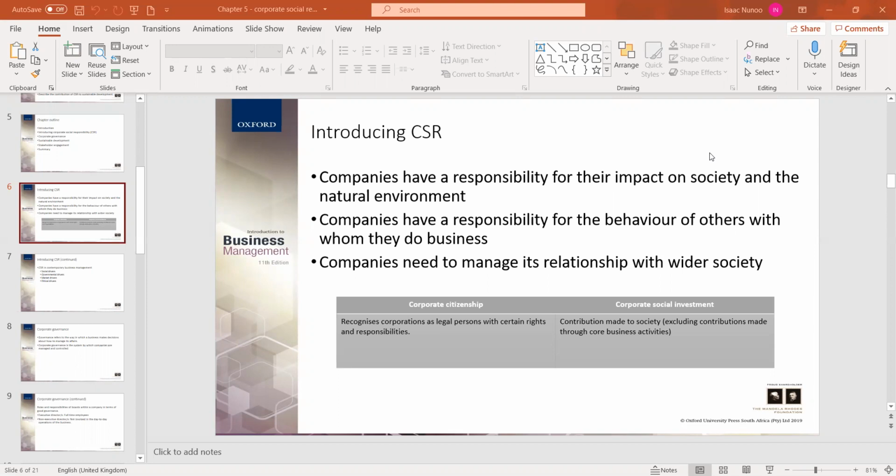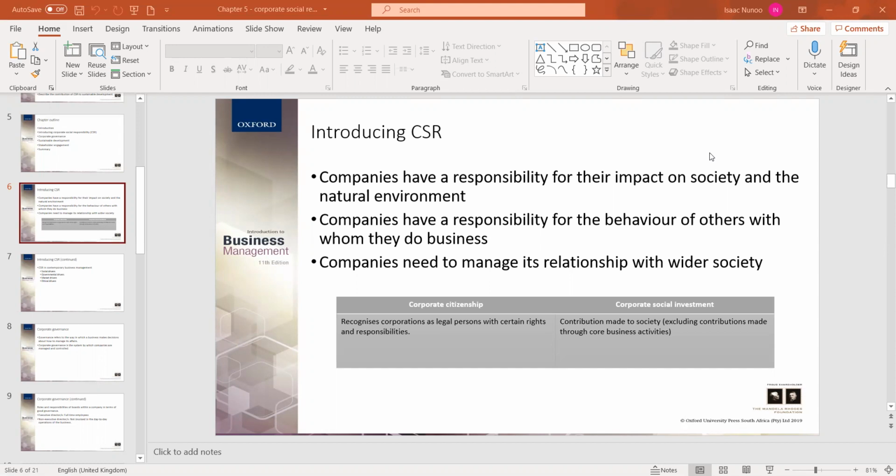However, in terms of these differences in the definition of corporate social responsibility, we can basically group them under three different meanings or umbrellas. First, companies have a responsibility for their impact on society and the natural environment. This is one aspect of the definition of corporate social responsibility. This responsibility may extend beyond legal compliance or the liabilities of individuals.